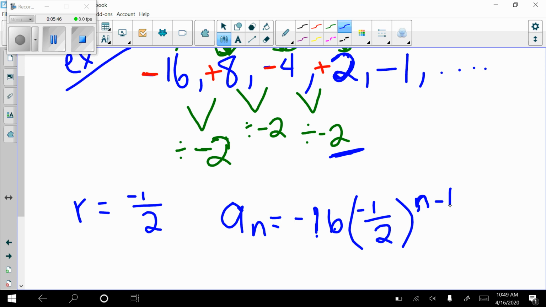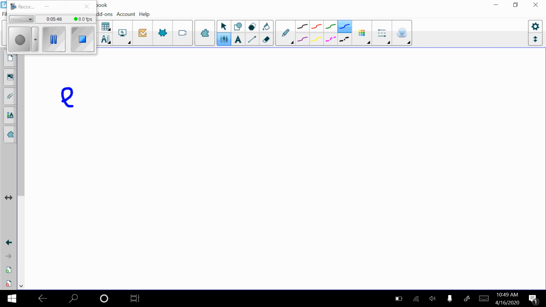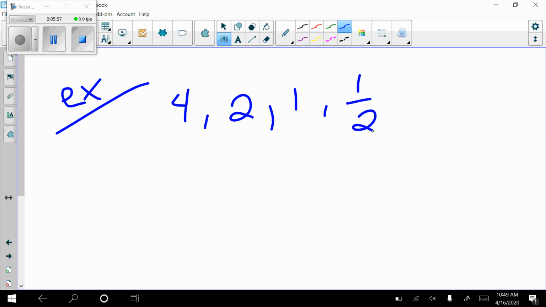I do want to give you one more example. So for this sequence, we're going to start with the number 4. It goes to 2, 1, 1/2, and 1/4, and keeps going. I want to write the equation.